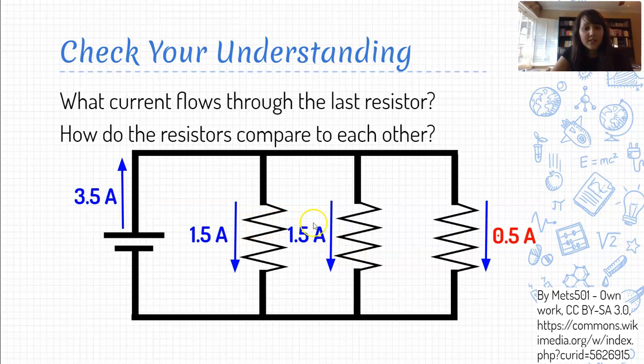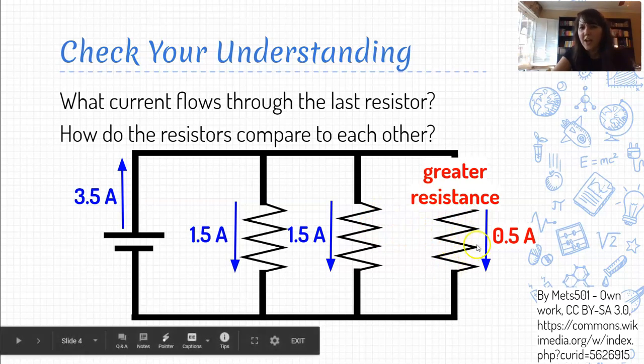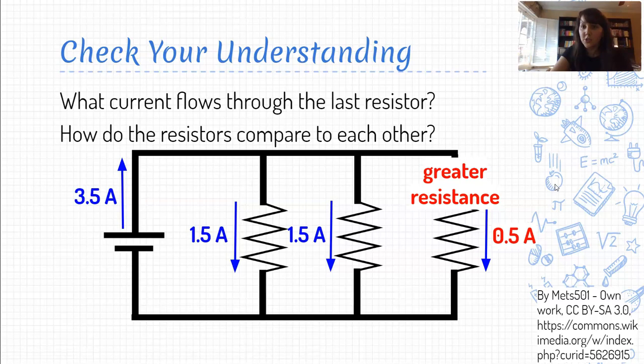Well, what I notice is that these first 2 resistors have the same current going through them, so they must have the same resistance. But this last resistor on the far right has much less current, which means that it must have greater resistance than the other 2 resistors do, because that's why we have less current going through it. It's sort of a less desirable option because it must provide a greater obstacle to our current, must be slowing our current down. Let's keep going.